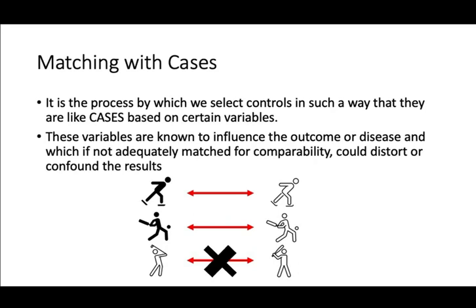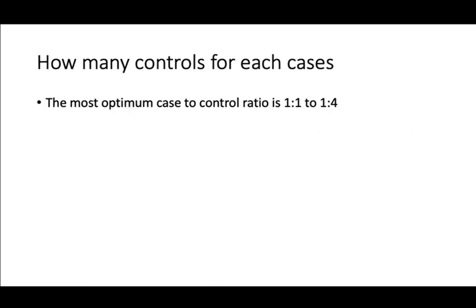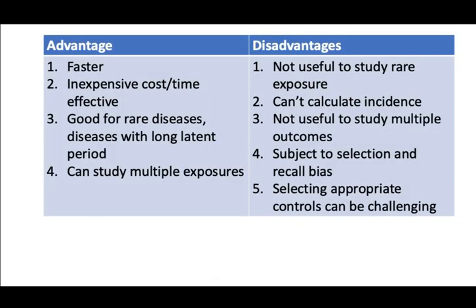How many controls for each case? The most optimum case to control ratio is 1:1 to 1:4. More than that, it will no longer increase the statistical power. The statistical power is determined by the statistician who would compute your sample size. It is usually set at 80. The advantages of a case control study: it is faster, inexpensive, time effective, good for rare cases, diseases with long latent period, can study multiple exposures.